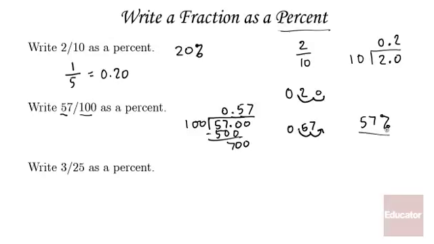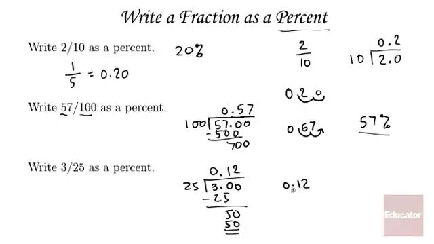Write 3 over 25 as a percent. Once again, divide the numerator by the denominator. 25 will not go into 3, but it will go into 30 once. And then it will go into 50 twice. So 3 over 25 is 0.12 as a decimal. Remember to move your decimal to the right twice, and it equals 12%. So 3 over 25 is 12%.